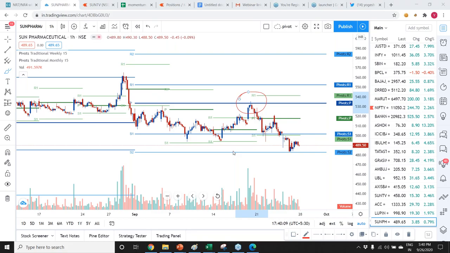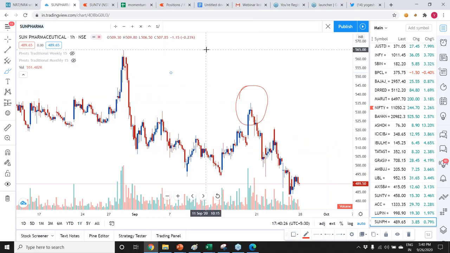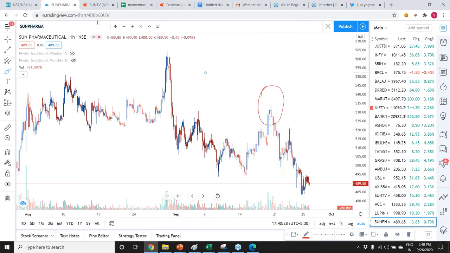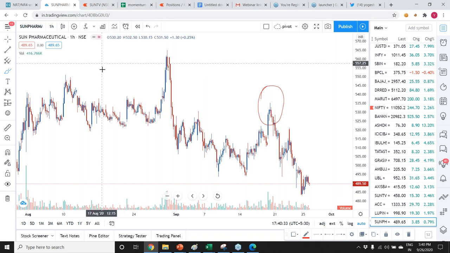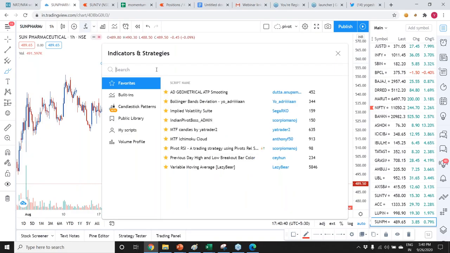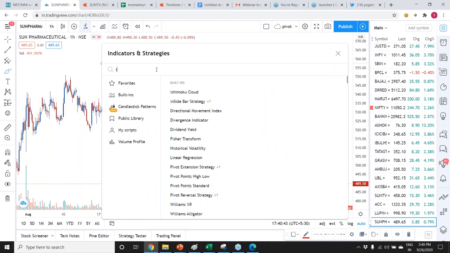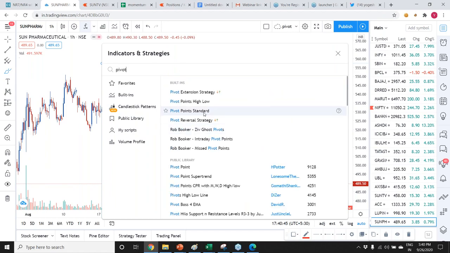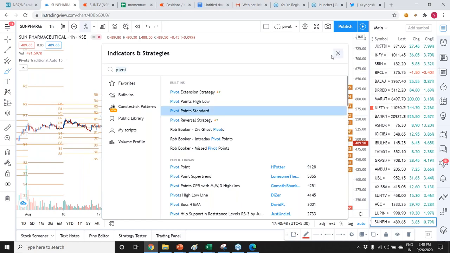I'm not using Pine script here. This is simple. Now I'll show you how to plot these pivot points. Plotting these pivot points is easy. I'll just remove this. You have to go here, on function, search for pivot point. Pivot point standard you have to select.